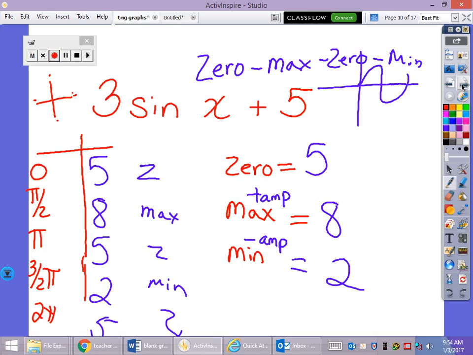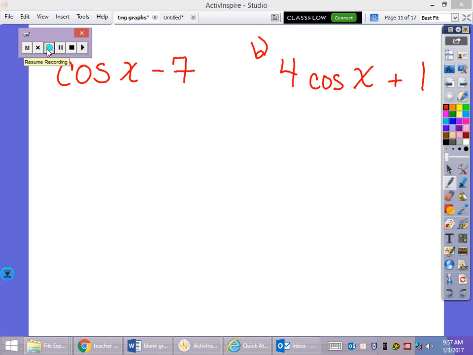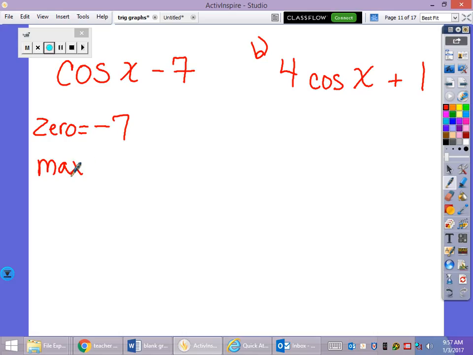All right. So I'm giving you 2 practice problems. I would like you to come up with the 0, the max, and the min for both of these equations. What's the 0 value? What's the max value? What's the min? We're not doing the table yet. Okay, so let's start with the 0. What's the 0? -7. The vertical displacement is your 0 line, right? Because if I plug in a 0 here, this cancels and it puts me at -7.